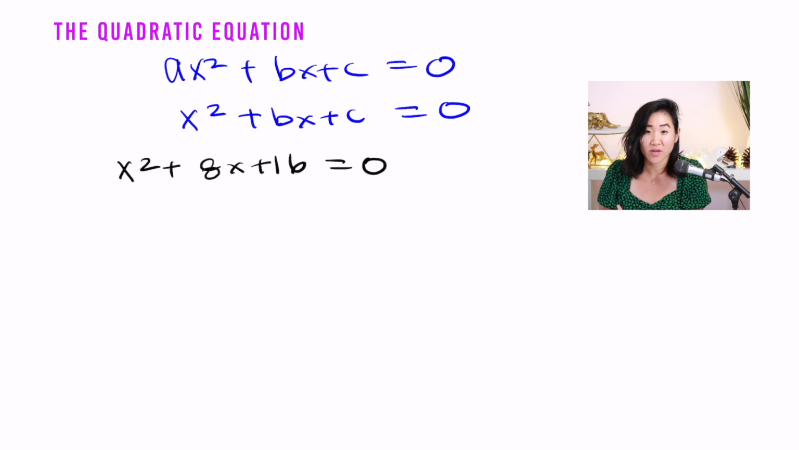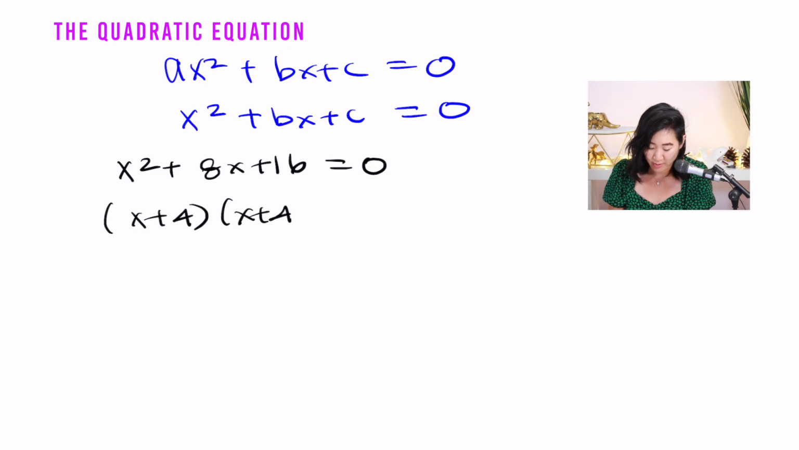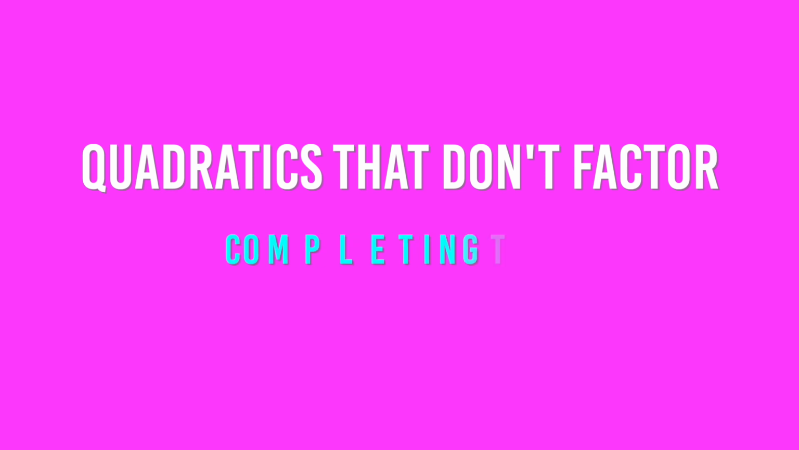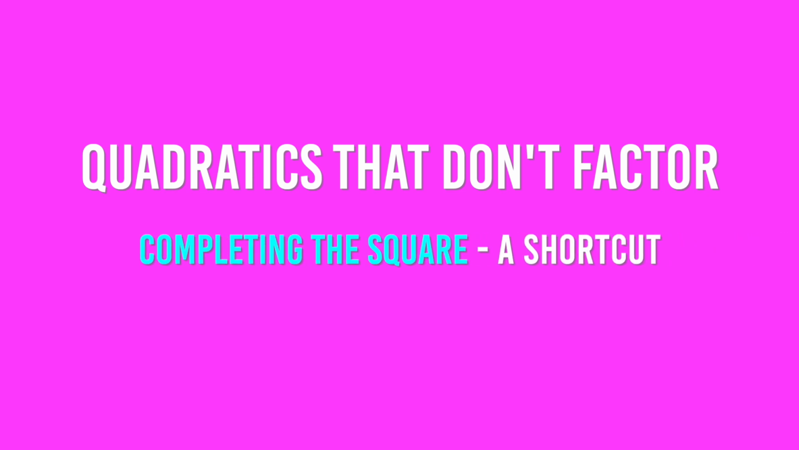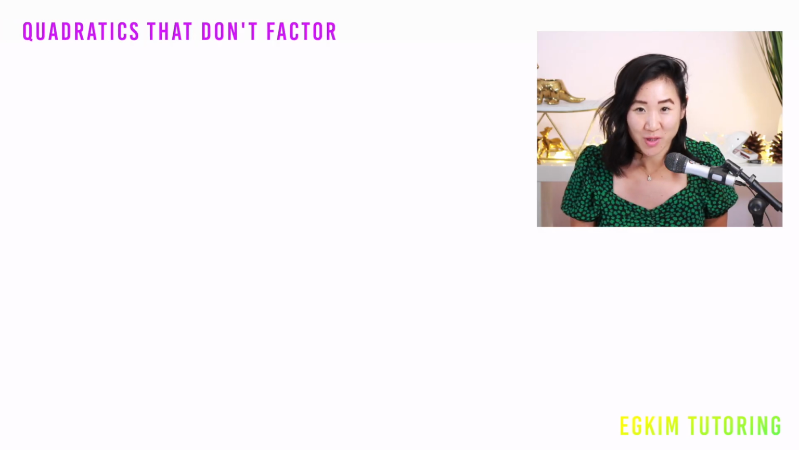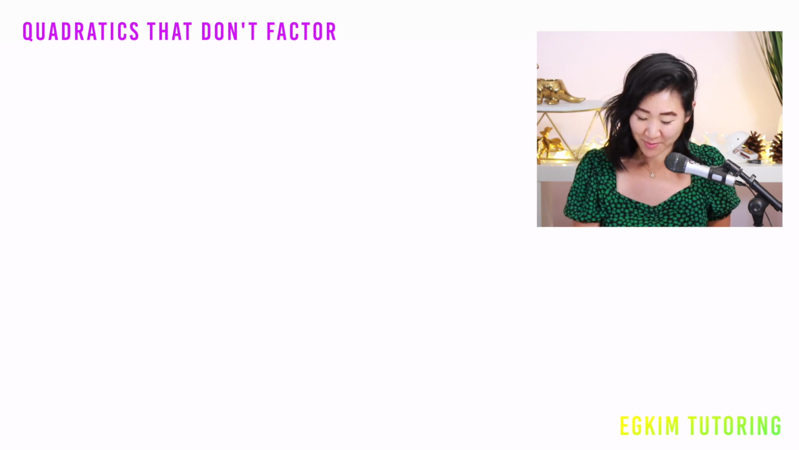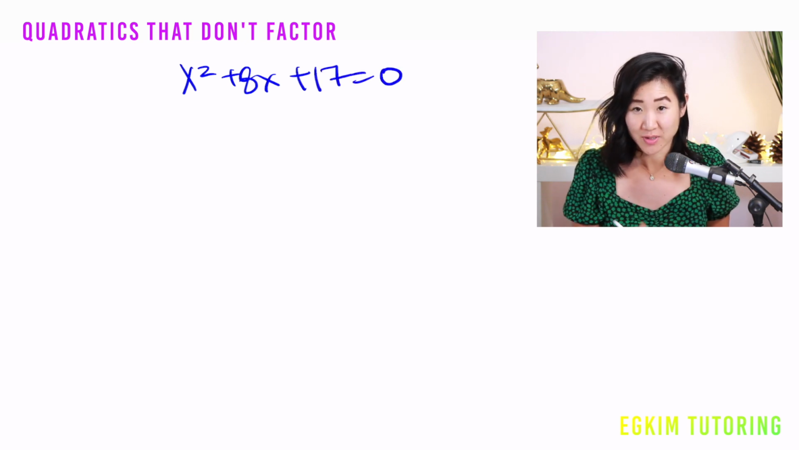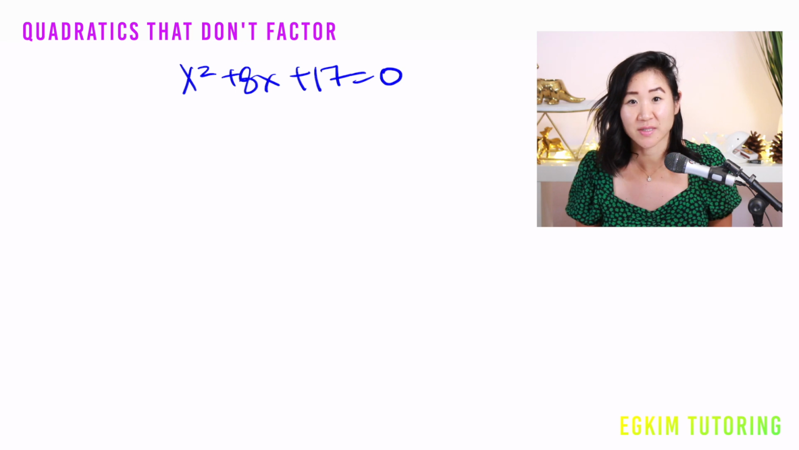If you notice, this equation is actually easy to factor. So you have basically (x plus 4) times (x plus 4) is equal to 0, which equals (x plus 4) squared is equal to 0. What happens if you have a quadratic equation that you can't factor? For example, if you have x squared plus 8x plus 17 is equal to 0. This looks like the one that we just had before, except that you can't factor it with the 17.